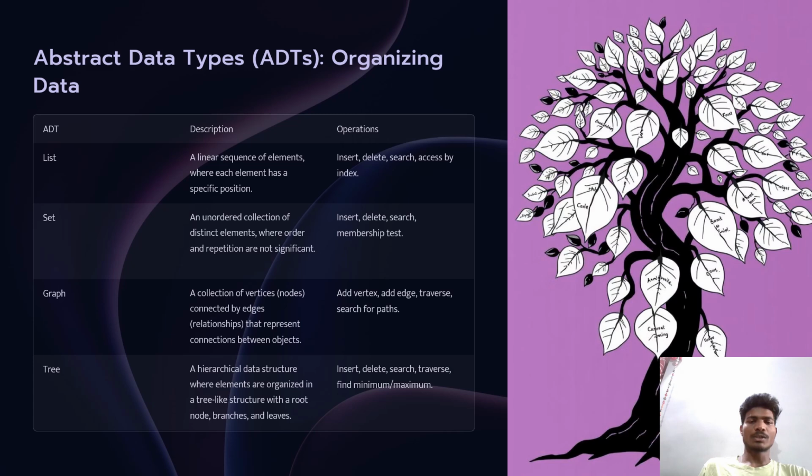Graph. A collection of vertices connected by edges that represent connections between objects. It is used for adding a vertex, adding an edge, traversal, and searching for paths. Tree. A hierarchical data structure where elements are organized in a tree-like structure with a root node, branches, and leaves. It is used for inserting, deleting, searching, and traversal, and also finding the minimum and maximum.